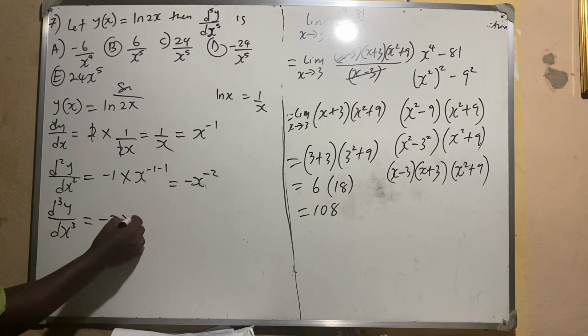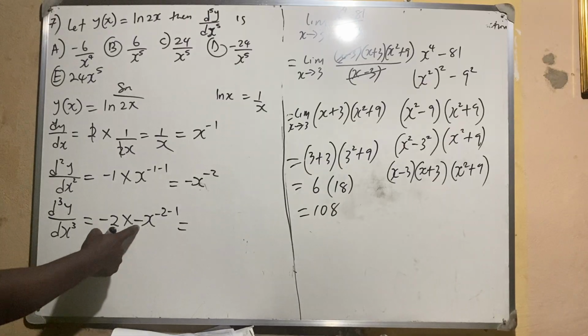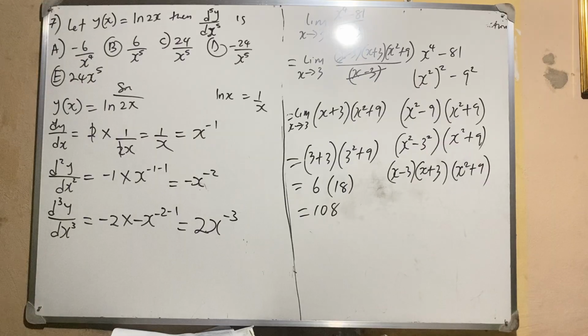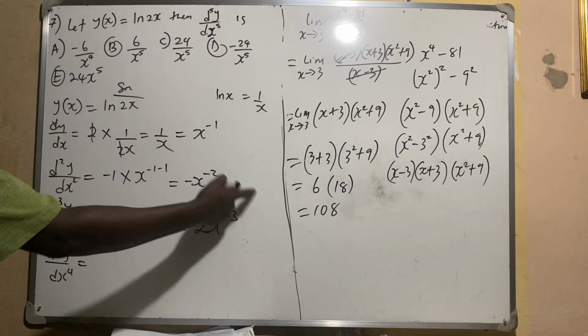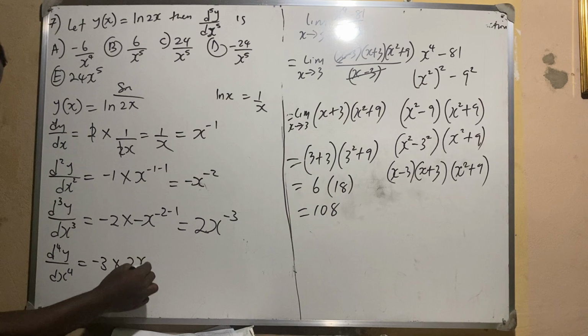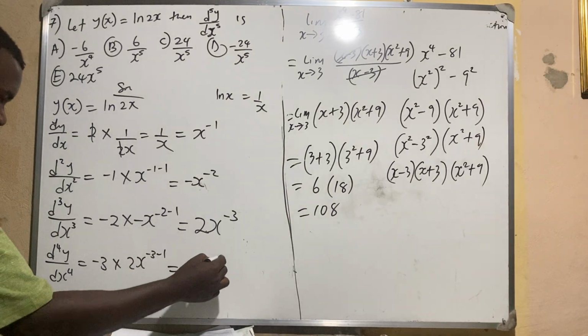That is minus 2 times minus x raised power minus 2 minus 1, which is minus minus is plus. So I'm going to have 2x raised power minus 3. So the next one, the d⁴y over dx⁴, is what? Multiply by the power again, remove 1 from the power. Minus 3 times 2x raised power minus 3 minus 1, which will give you minus 6x raised power minus 4.